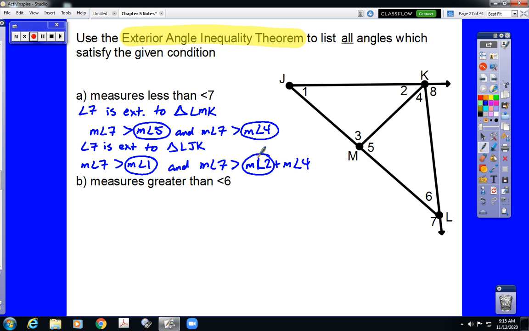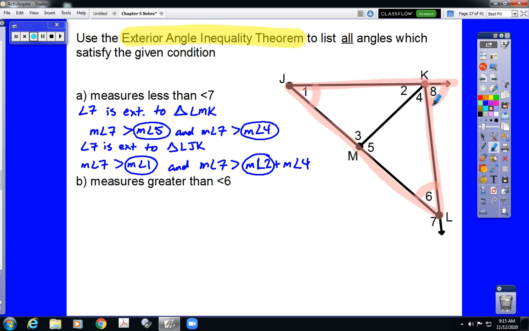Now, if we look at angle 6, there's only one triangle that we need to consider, and that is this triangle, the same one we just had highlighted, LJK. Because in that triangle, angle 6 and angle 1 are remote interior angles for angle 8. Angle 8 is exterior to that triangle. Okay, so that gives us one answer here. And actually, I just realized there's another one.